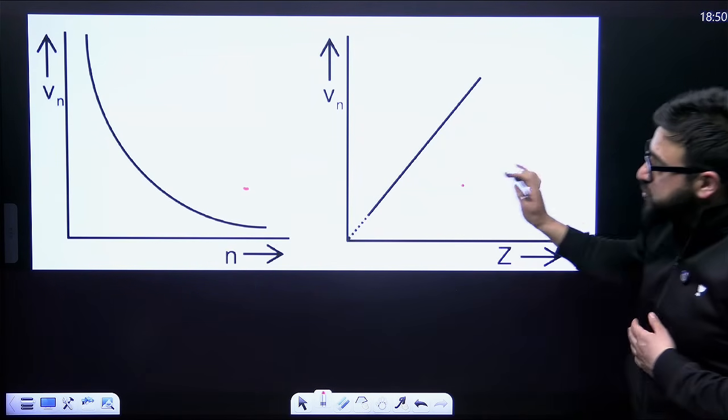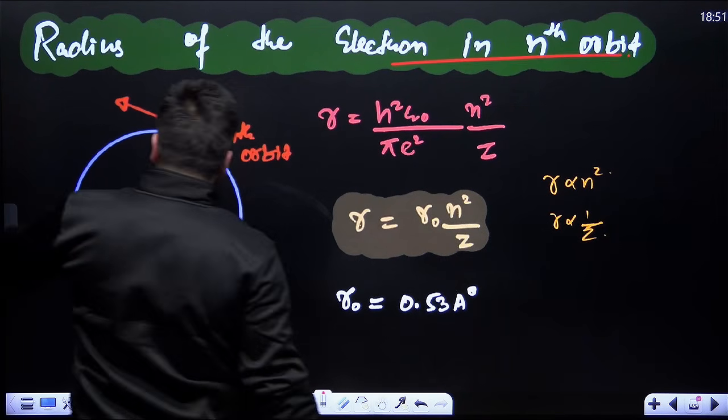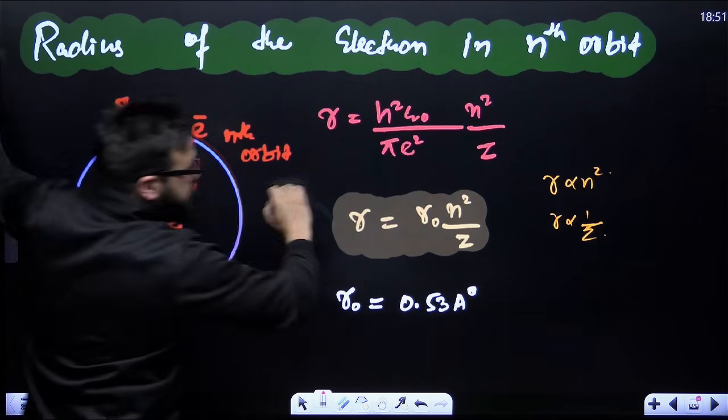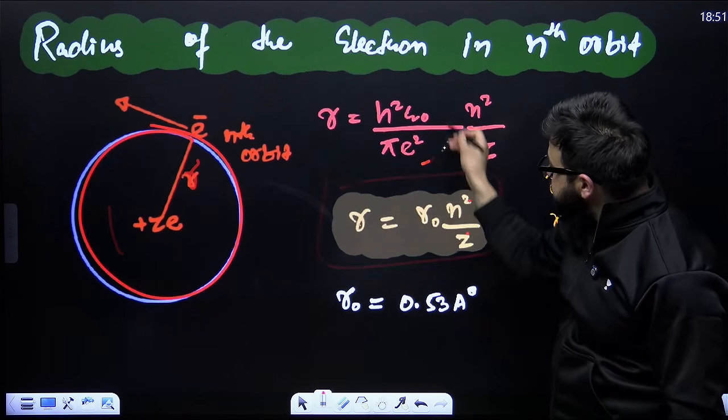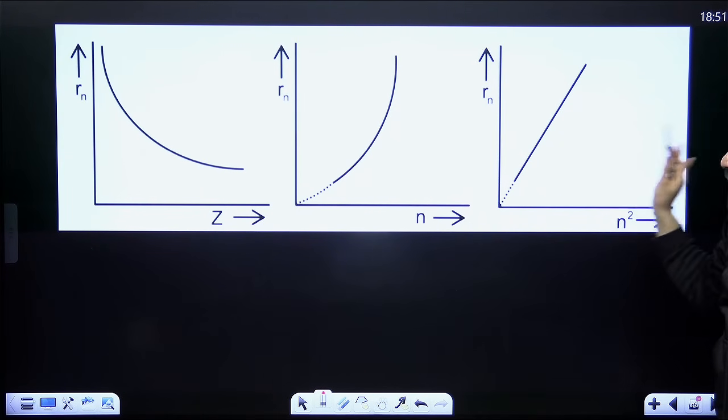Okay, these are the two graphs, v versus n, v versus z. Then the radius of an electron in the nth orbit, my dear NEET aspirants. If this is Z and this is the radius r, this electron is revolving in the nth orbit. So this will be the radius r naught n square by z. This is the value of r naught, or r naught is 0.53 angstrom also. Okay, these are the three graphs which I would like you to understand.